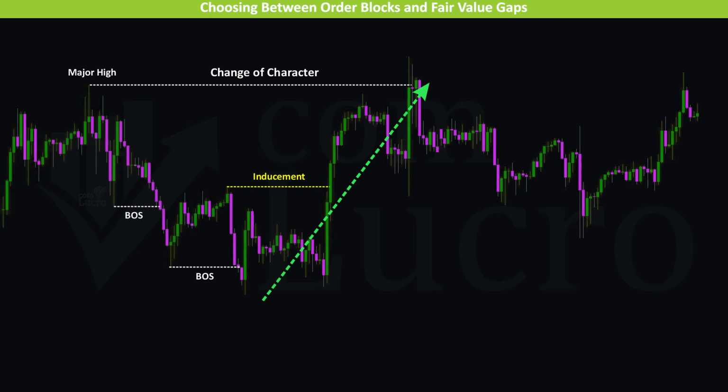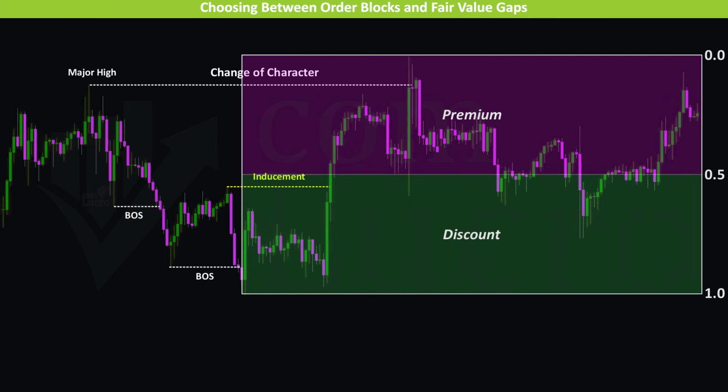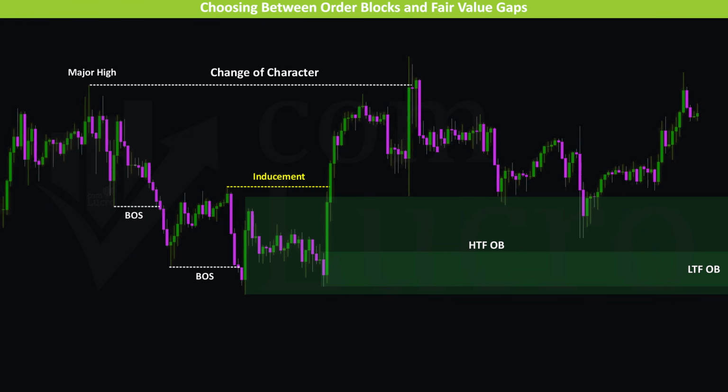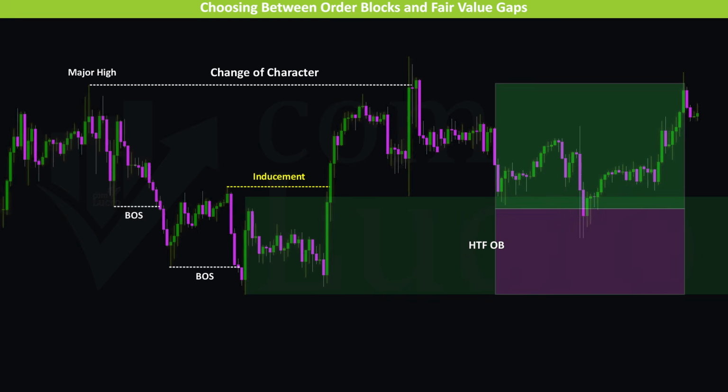So where should we look for a long entry on this chart? The first step is identifying the discount zone, which contains both the higher and lower time frame order blocks inside it. If your goal were simply to participate in the move using the higher time frame order block, you could have placed a buy limit at the top of that order block with the bottom of the zone acting as your stop loss.